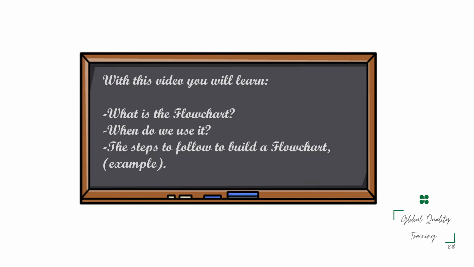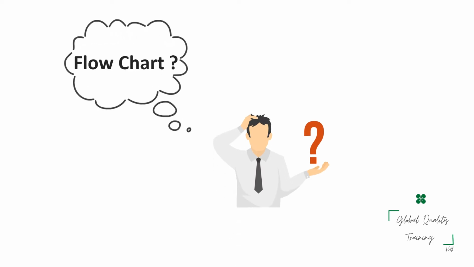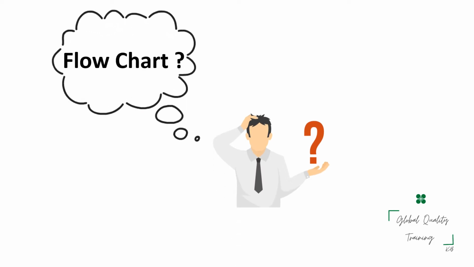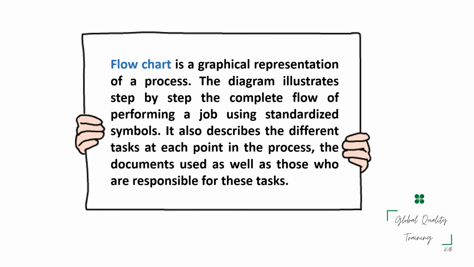So, what is a flowchart? A flowchart is a graphical representation of a process. The diagram illustrates step by step the complete flow of performing a job using standardized symbols. It also describes the different tasks at each point in the process, the documents used, as well as those who are responsible for these tasks.